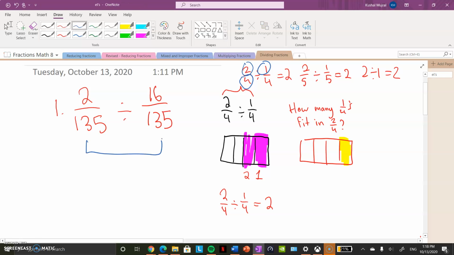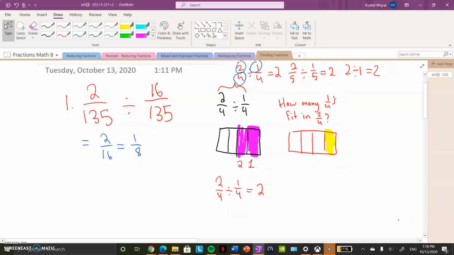So here the denominators are both 135, so we can just rewrite this as 2 over 16, which is 1 over 8. If it was 2 over 2 divided by 16 over 2, it would be 2 divided by 16, which is 2 over 16, which is 1 over 8. So it would be the same no matter what the denominator is. So our answer here is 1 over 8.